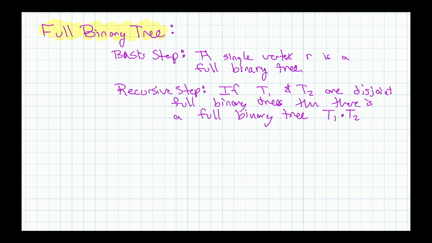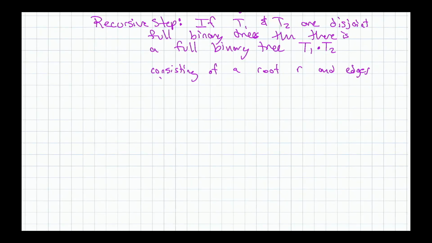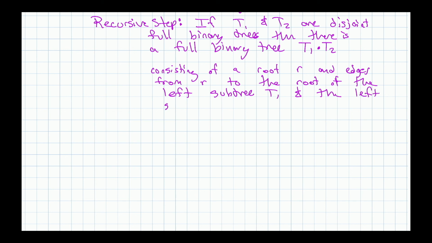Oh, so we're calling them left and right subtree now. Did we in the previous? Yeah, they did, but I didn't. Consisting of a root R and edges connecting R, I'll say from R, to the roots, say the root of the left subtree T1 and the left subtree T2. All right.